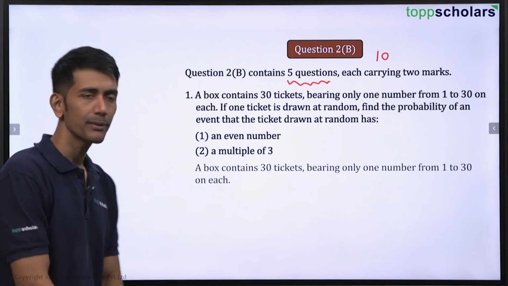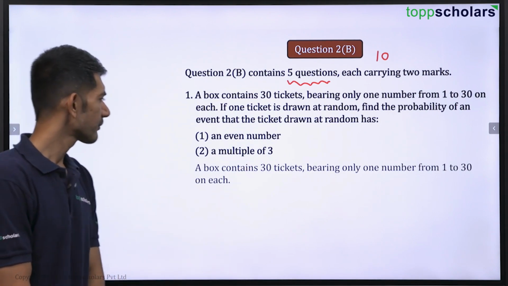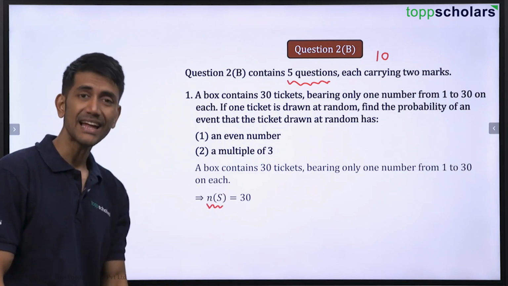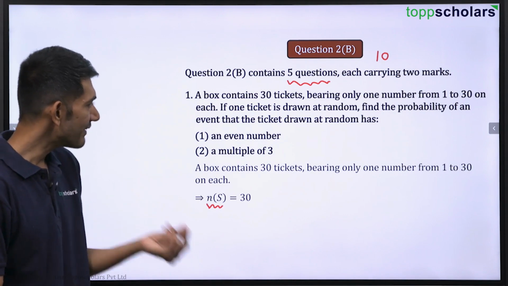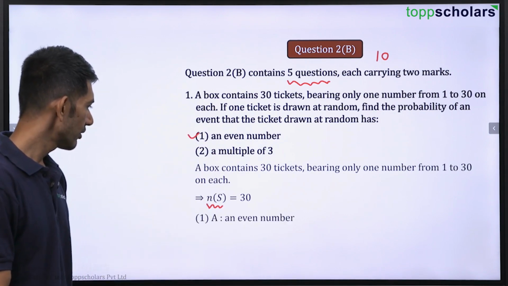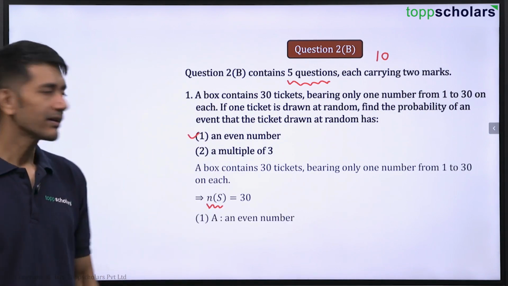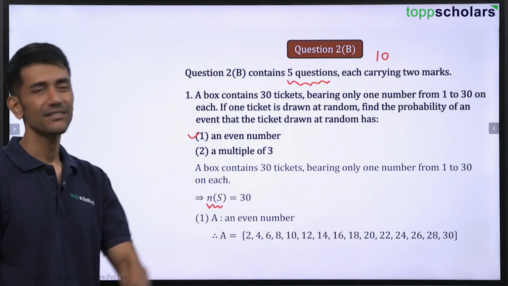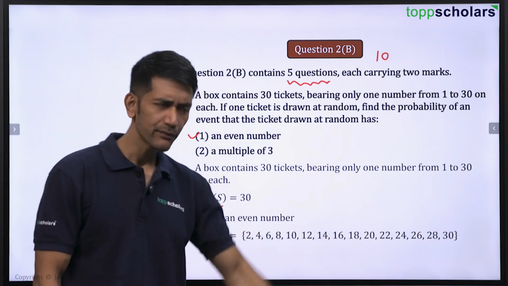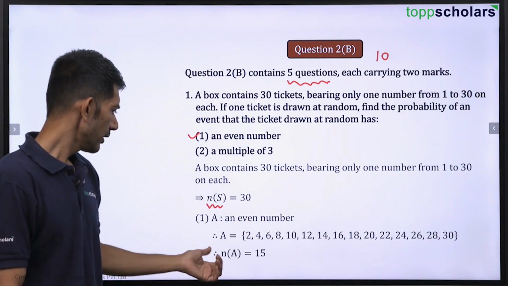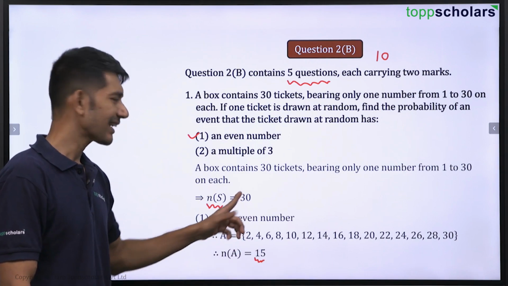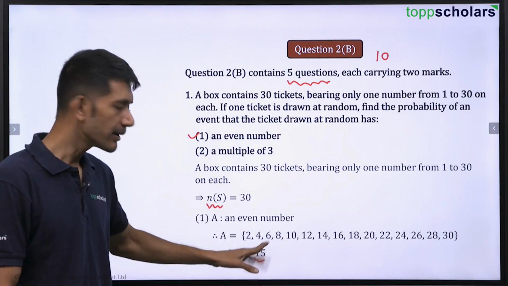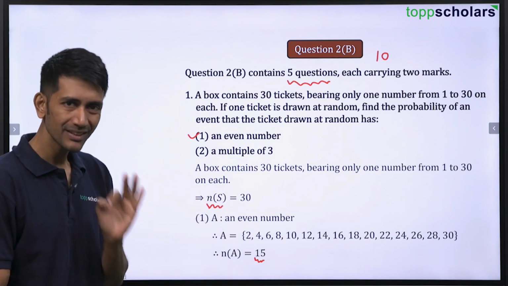So box contains how many tickets? 30 tickets. So can I say the total number, that is n of S, number of elements in the sample space, are 30. Now there is an event of getting an even number. So let A be an event of getting an even number. So from 1 to 30, how many even numbers are there? If you don't want to write it and if you use your logic, you can clearly see that there are 30 numbers, so obviously half of them will be even. So 30 divided by 2 is 15. So 15 numbers are even numbers.